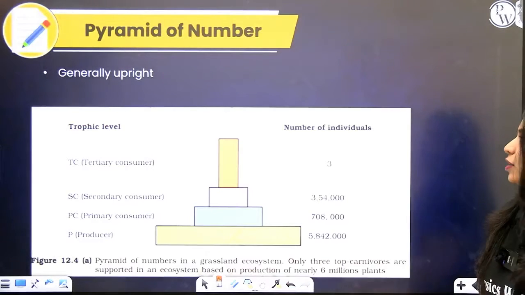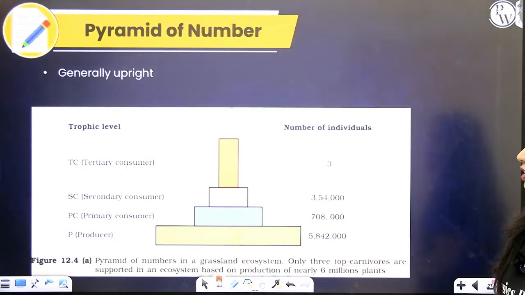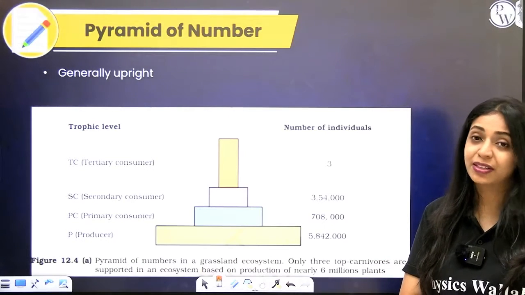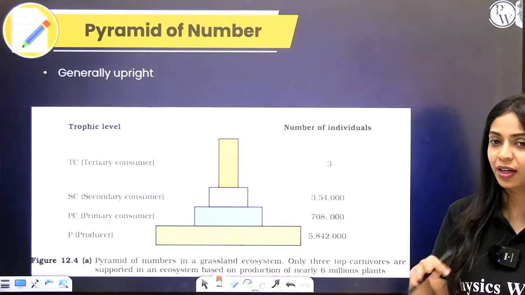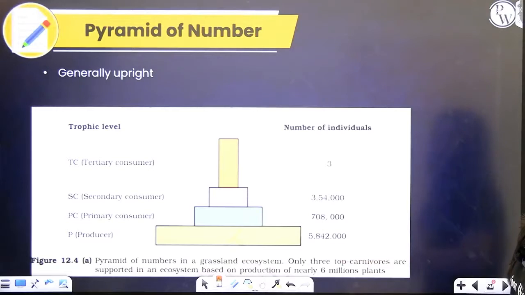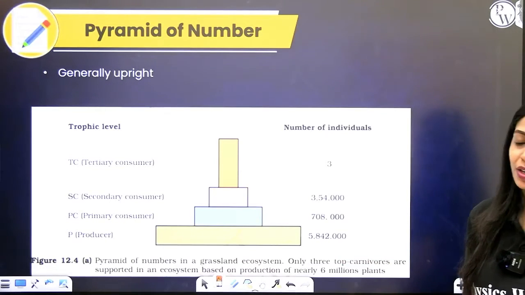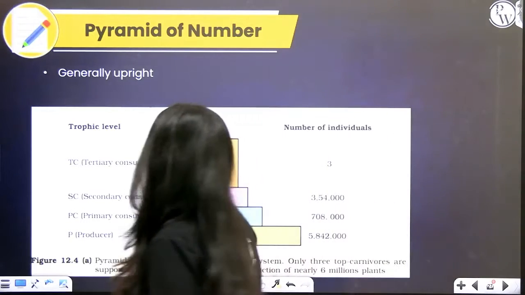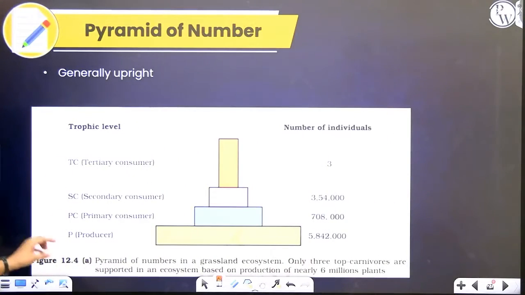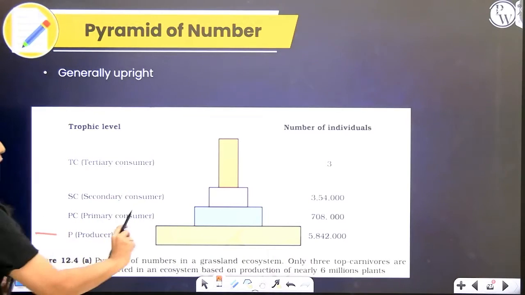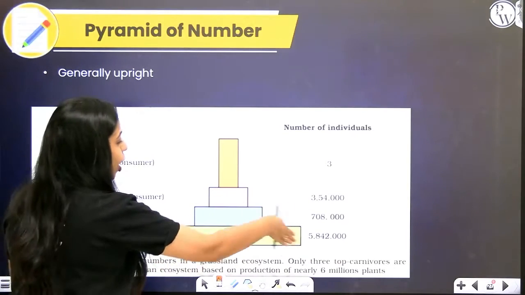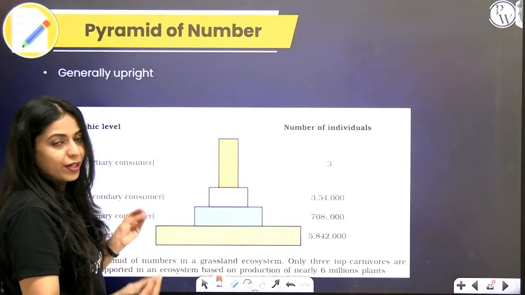Yeah, so let's take a look at the pyramid of number. Generally, the pyramid of number is going to be upright, but there are cases where it can be inverted or it can take some other different shapes as well. Here, we are looking at a pyramid of number in a grassland. In a grassland, definitely, there's going to be a lot of grasses. So, in this pyramid, it's always going to be, by convention, producer at the bottom. All of these bars represent how many are present in that particular trophic level.